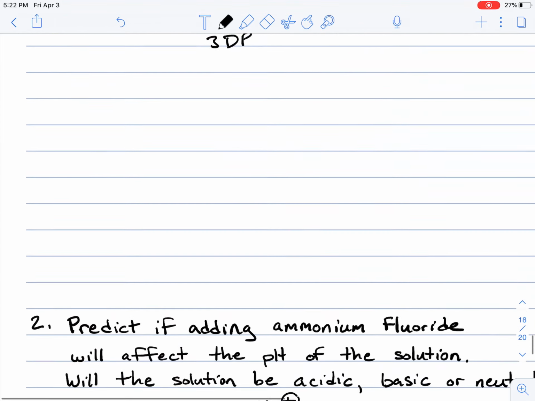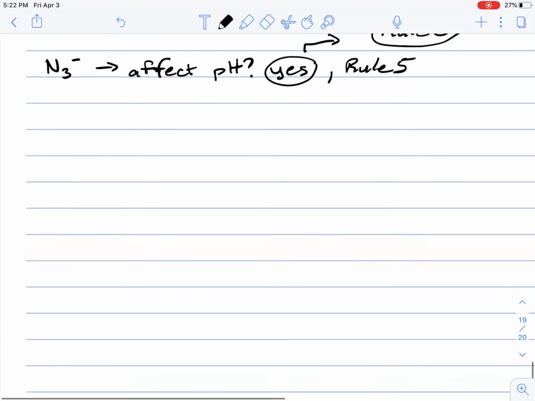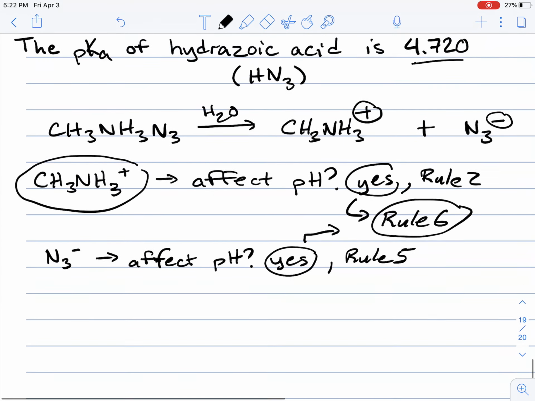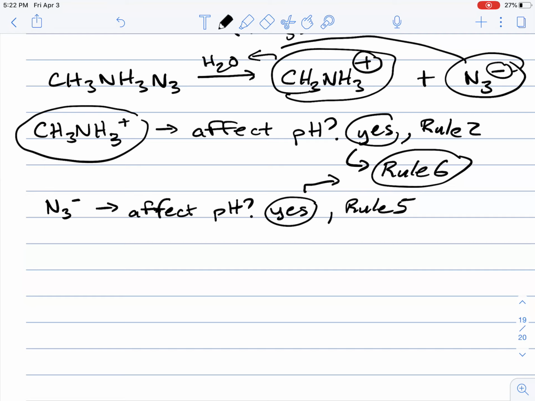Now, to determine whether or not one of the K values is higher than the other, we have to write down the chemical reactions. And so here in this case, we have methyl ammonium. It's going to react with water. We have this azide, and it's also going to react with water. Okay. So you have these two ions.